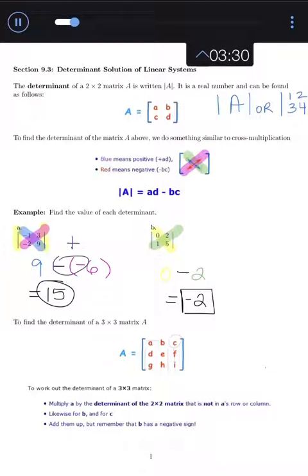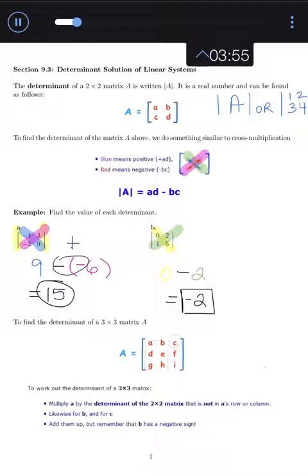So, taking the determinant of a 2 by 2 matrix is not overly complicated. What about taking the determinant of a 3 by 3 matrix? Taking the determinant of a 3 by 3 matrix is a little bit different and has a pattern to it.